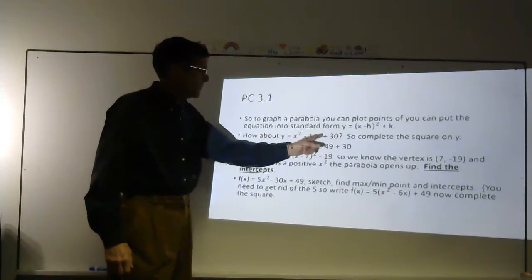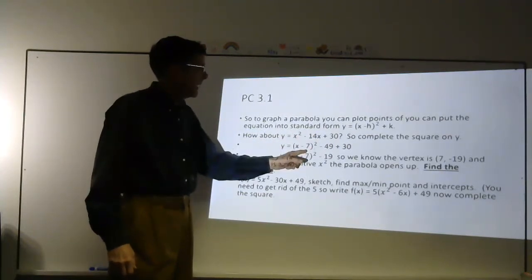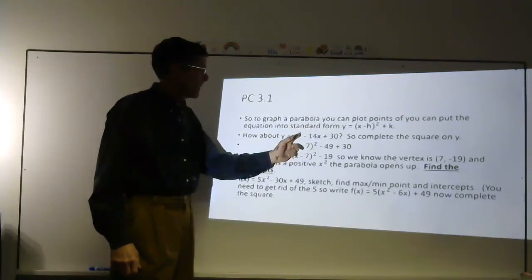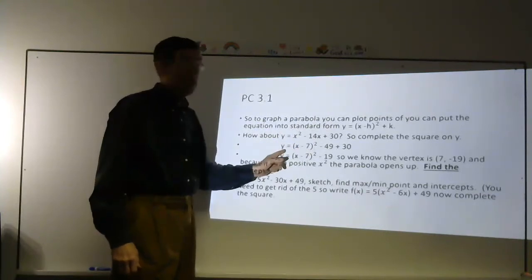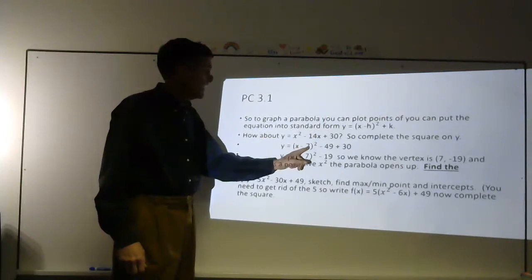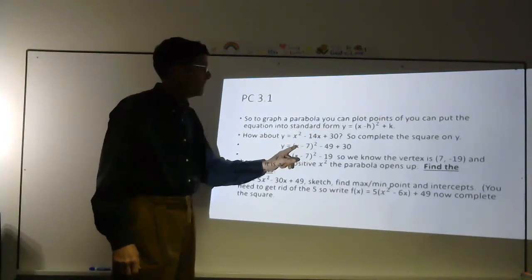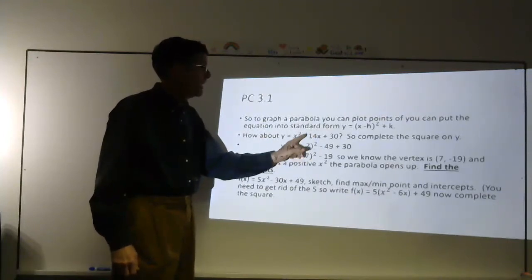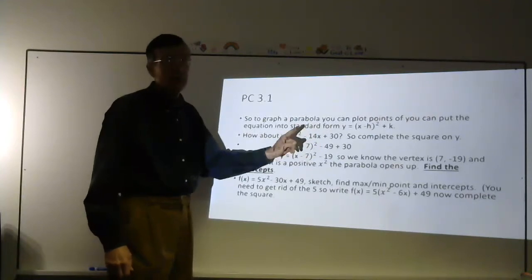So this is an easy one. You cut the 14 in half. Now you have to check your work. X minus 7 times x minus 7, x times x is x squared, checks. The outers, when you take x minus 7 times x minus 7, are negative 7x, the inners are negative 7x. That makes negative 14x. That checks. Then negative 7 times negative 7 would be a positive 49. There is no 49 up there.